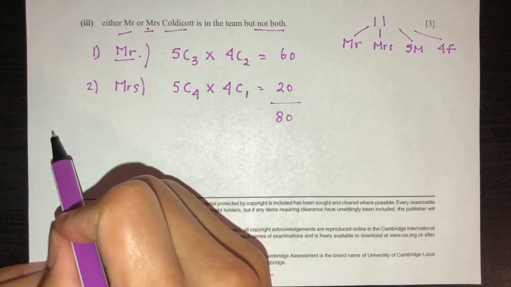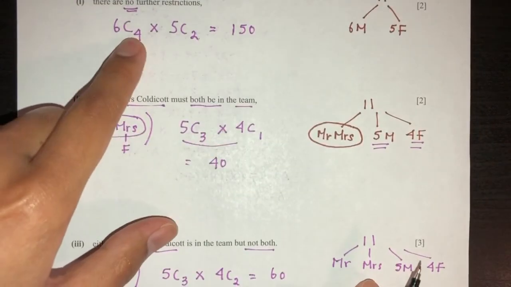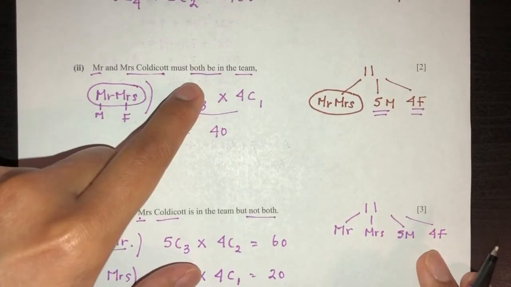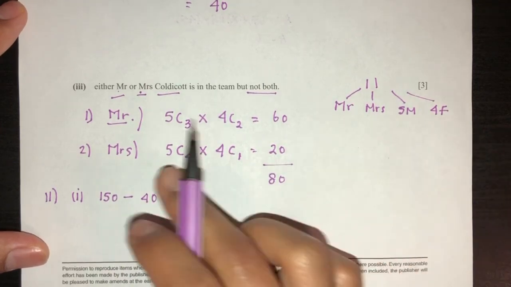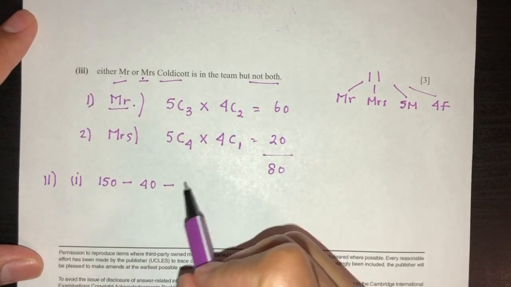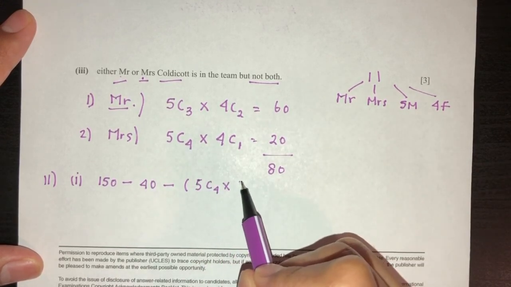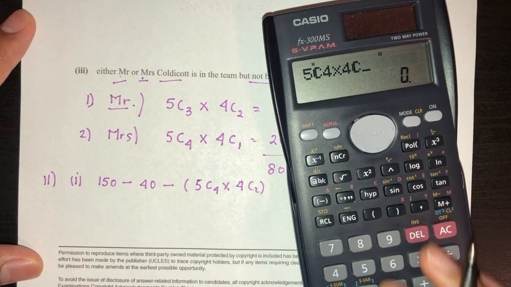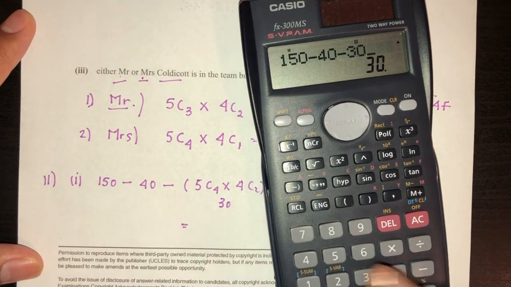Now, what is the other way of doing this question? The other way is we can take your answer in part 1, where there are no restrictions, which is 150, minus when they are both in the team, which is 40, and then minus again when they are both not in the team. All right, so let's do that. When they are both not in the team, that will be 5 choose 4 times 4 choose 2, that is 30. So this should give you the same answer. So that will be 150 minus 40 minus 30, that should be 80 as well.